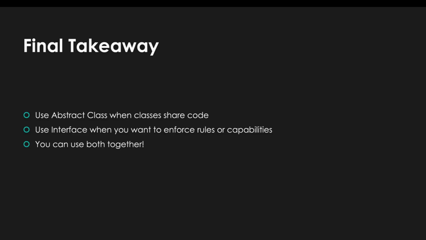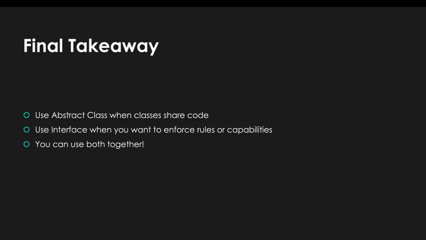Okay, so these are the final takeaways from this video. You should use an abstract class when classes share common code. An abstract class can contain some functionality, so if we are extending it, that functionality will also be available in our class. So if you want this kind of implementation, then you should go for abstract classes.